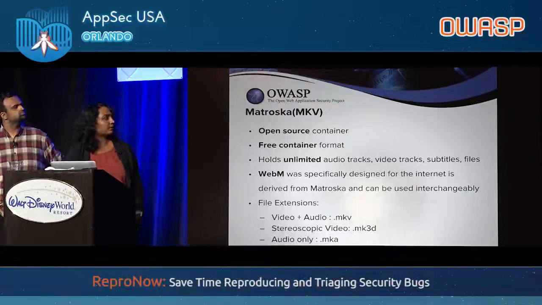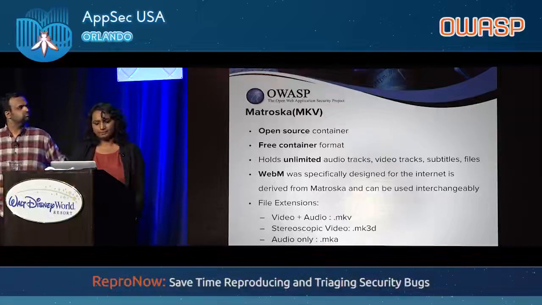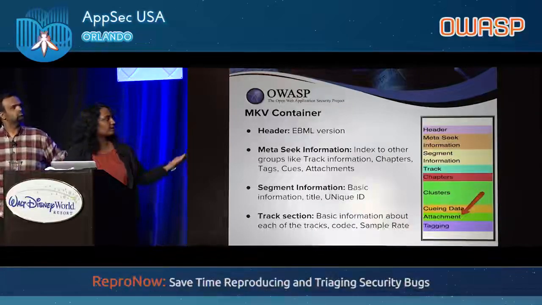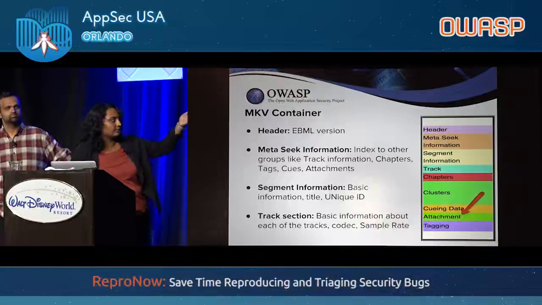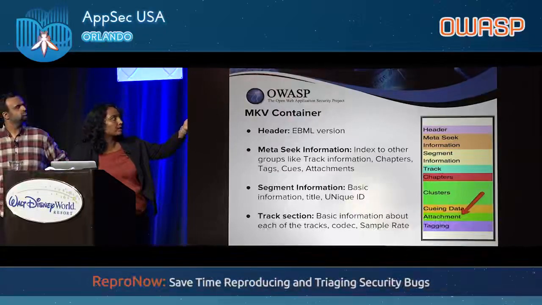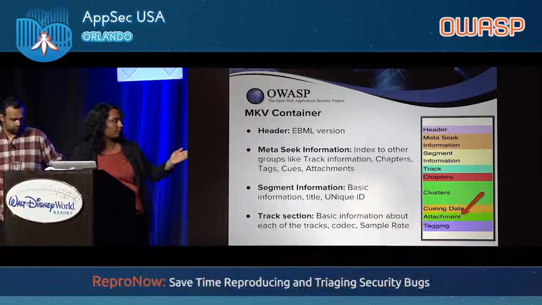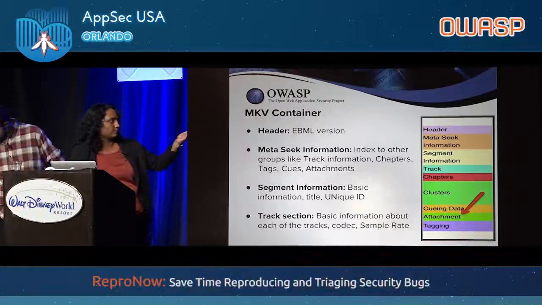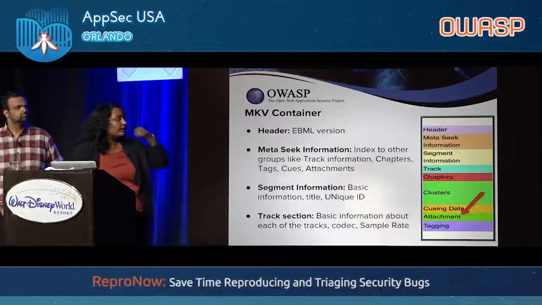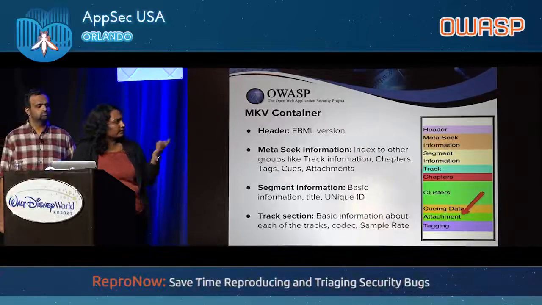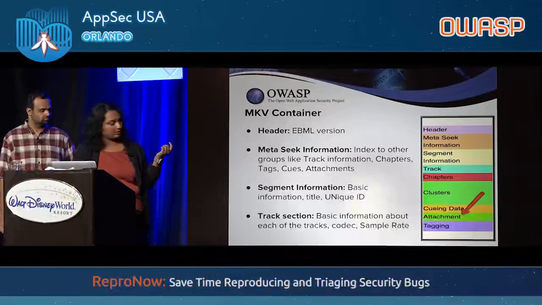So we found that that's a pretty good thing for us, because we wanted everything on the client side. So we further went into the structure. Yes, it has the header. There are a lot of details out there. The EBML version would be MKV for this. Then you have the meta seek information, which indexes every aspect of the whole container, like the track information, chapters, and attachments as well. And the clusters is where you have the audio and video streams.